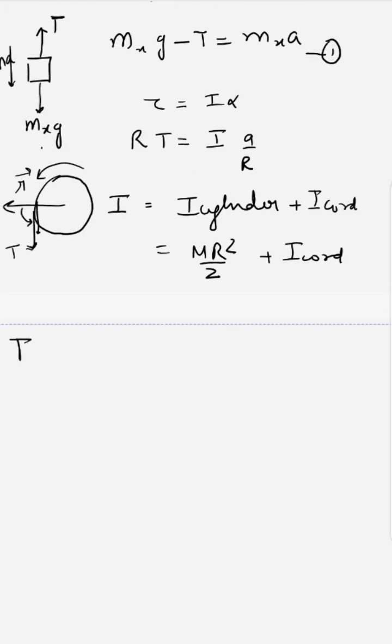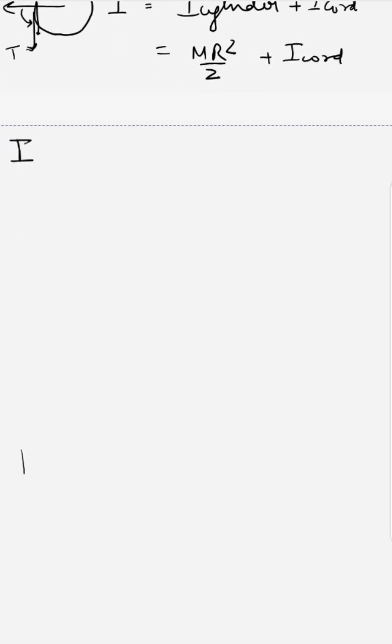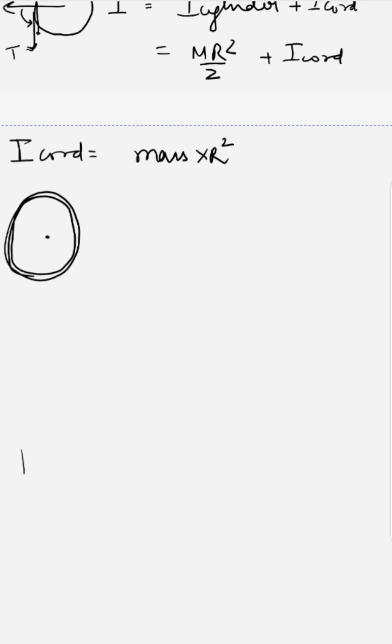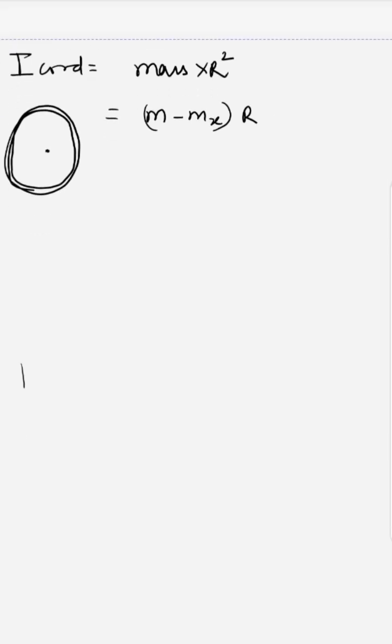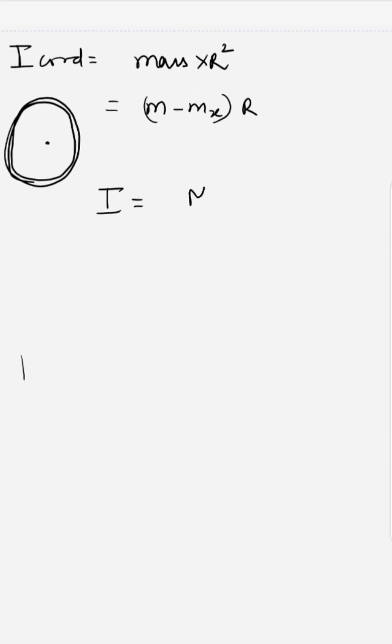So I of cord, how can we write? It is a ring, isn't it? This cord takes the shape of a ring only. And for a ring, we use mass into radius square. Now what is the mass? Mass is total mass m minus what has come out, m minus mx, into r square. So I have to take this as a total moment of inertia. So now I write total moment of inertia as I equals mr square by 2 plus (m minus mx) into r square.